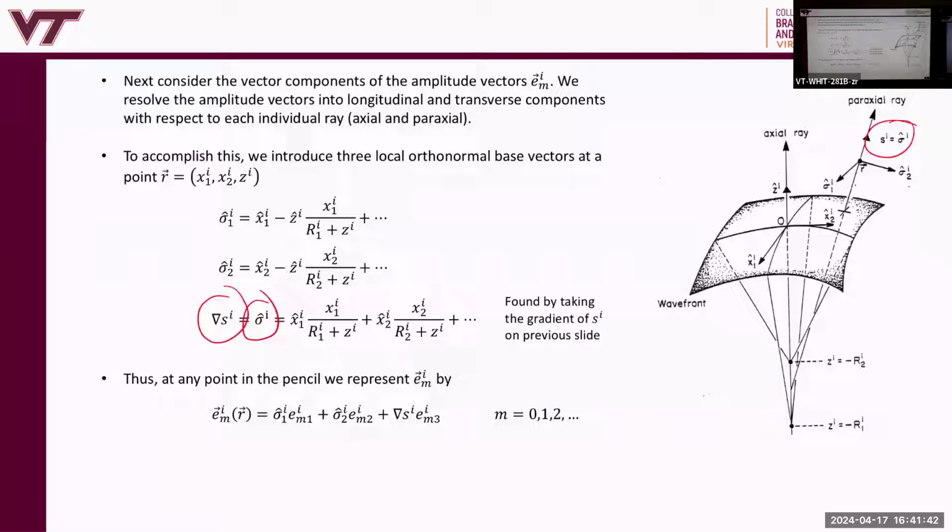All right. Very good. Thus, at any point in the pencil, we represent EM, the electric field vector, in terms of these components, sigma 1, sigma 2, and gradient of S, basically, right? Which is in this coordinate system. So EM at a point R in the pencil, right? Described from this reference origin. The electric field there has a sigma 1 component, sigma 2 component, and a sigma component, all right?